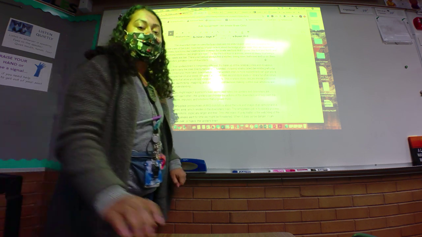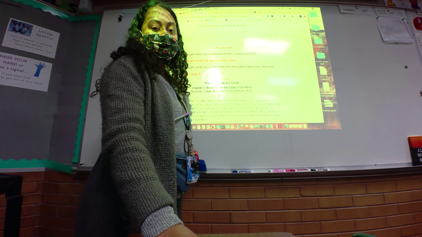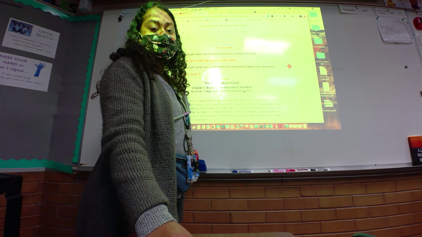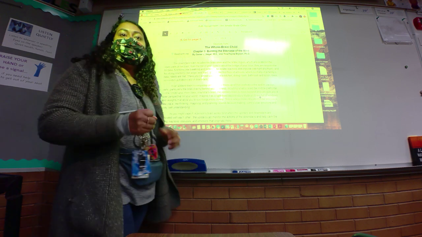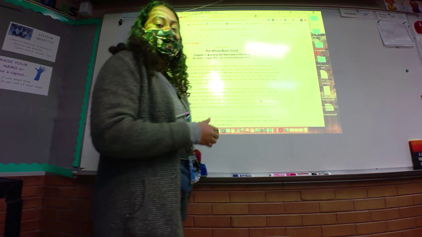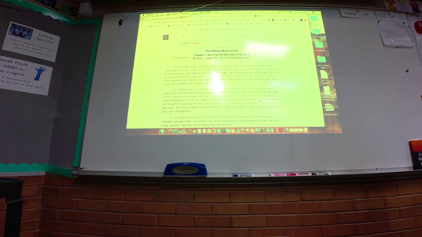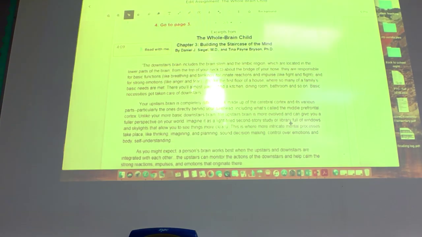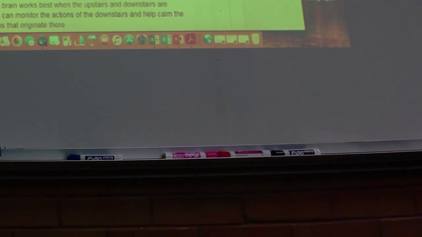Okay, does paragraph 1 answer our question for part 1? Highlight what the downstairs brain is responsible for. Yes. No. Wait, yes. Okay, so you need to highlight what the downstairs brain is responsible for in this paragraph quickly. So click the highlight button. What's the downstairs brain responsible for? Highlight.